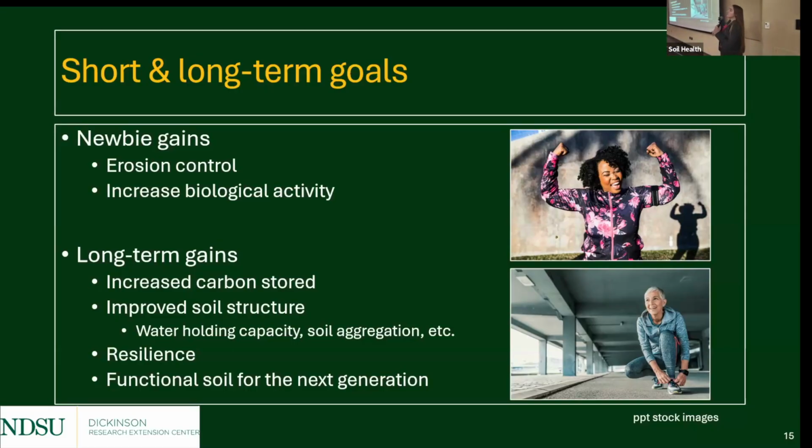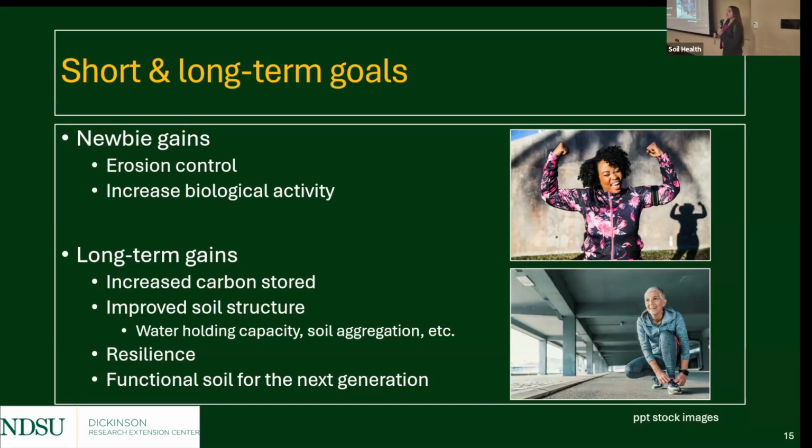You can kind of think about these short-term and long-term benefits also in the terms of soil health management practices. So your newbie gains, as soon as you have roots in the ground and you have soil covering and you have biomass covering your soil, you're preventing erosion. That's a pretty clear benefit of these practices. And the soil health indicator we see respond most quickly is the biological indicators. That you're not going to be able to see, but you'll be able to see less soil leaving your field during rainstorms and things like that.